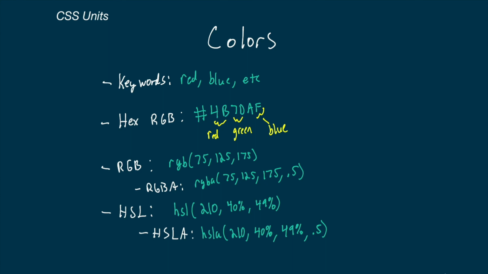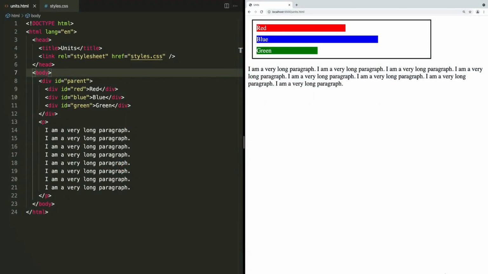So you don't want to have one CSS file with multiple styles of color, because that can be a little bit confusing to read. And with that, let's move over to the code and do a quick demo of the differences between these units that we have seen.